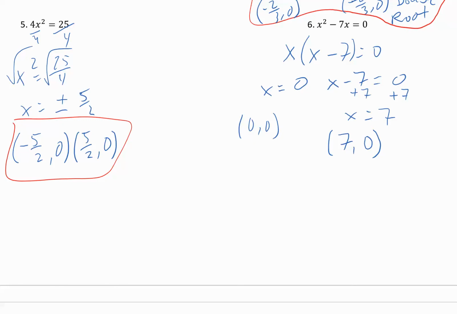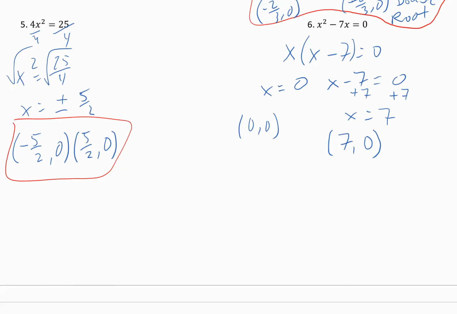All right, let's take a look at number 6. This one, the only thing that you could factor out of it was the GCF, which in this case is an x. So when I factor out the x here, I'm left with x(x minus 7) equals 0. But now I need to separate it. So I have x equals 0 and x minus 7 equals 0. Since they're both set equal to 0, x equals 0 is already solved. So that means this one's going to cross at (0, 0), or at the origin.